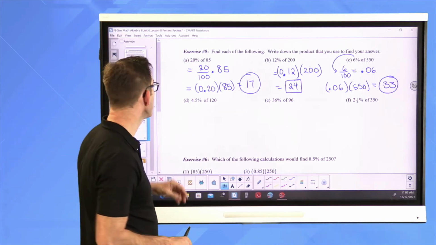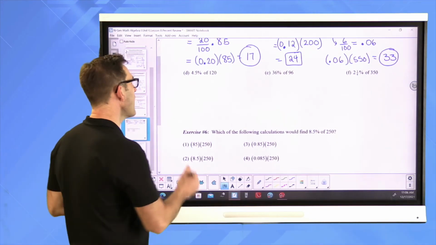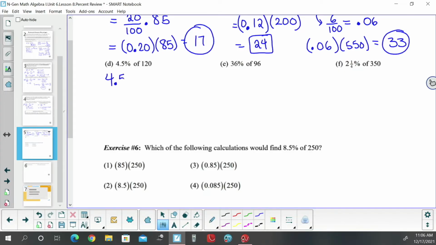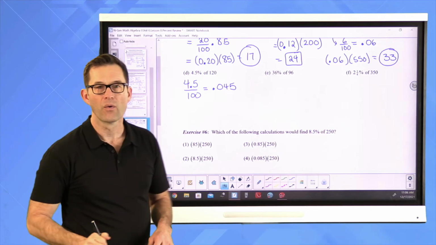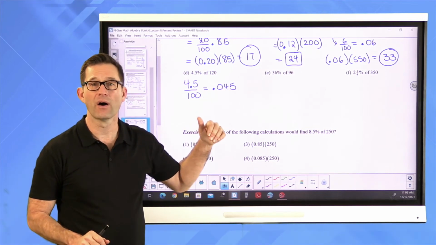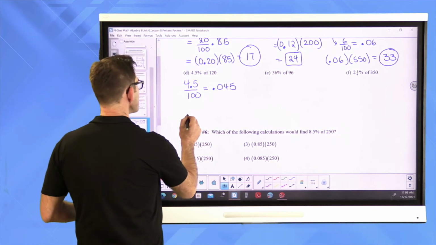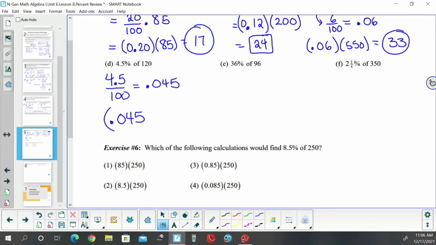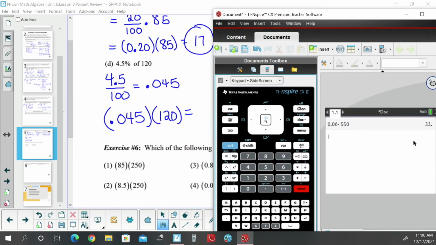All right, 4.5% of 120. Now again, if I absolutely need to, I really want to think about 4.5 divided by 100. I move that decimal place two places to the left, and that's 0.045. So I want to multiply by 4.5 out of 100, or 0.045. So that's going to be 0.045 times 120. You don't want to multiply by 0.45. That would actually be 45%. But I can multiply 0.045 times 120, and I'll get 5.4.